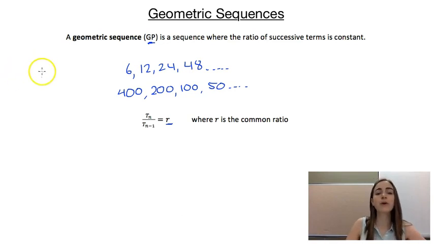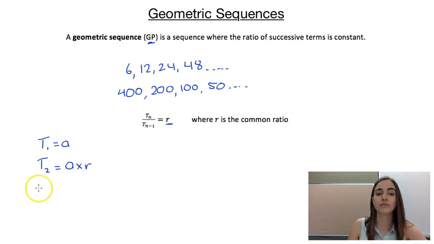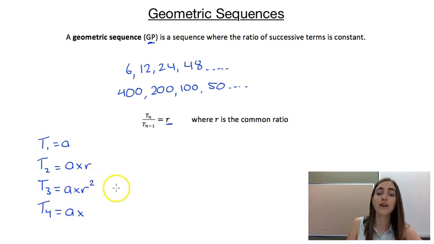So we want to come up with a formula for the nth term of a sequence. Again, we're going to use the letter A to represent the first term in our sequence. So we'd have T1 is equal to A. Now to get to T2, we take that first term and multiply it by our common ratio. To get to our third term, we'd take A times R, and multiply by R again, so that would make this an R squared. To get to our fourth term, we'd take our third term, A times R squared, and multiply it by R again, so we'd have R cubed.